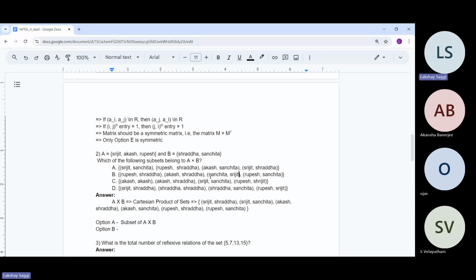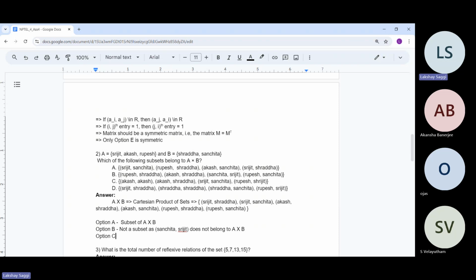So Sanchita, Srijit does not belong to the set A cross B. So not a subset, as Sanchita, Srijit does not belong to A cross B. I hope this makes sense.